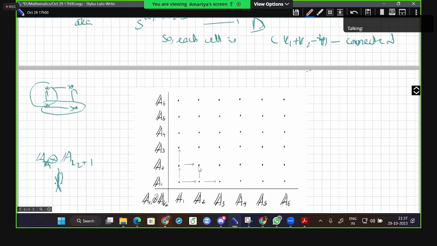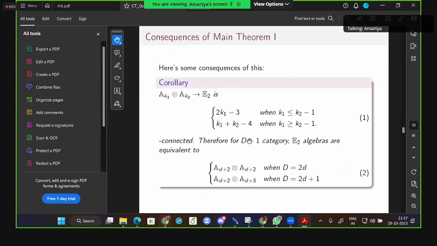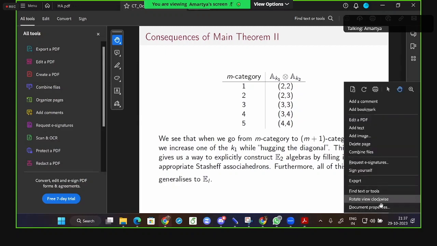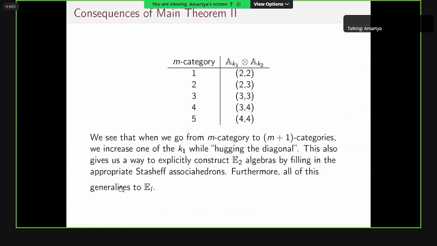So this is A2 tensor A2. For two categories you'll get A2 tensor A3. Then for three categories, you'll get A3 tensor A3 and so on. And for the general case, this is basically what I'm listing in the table.